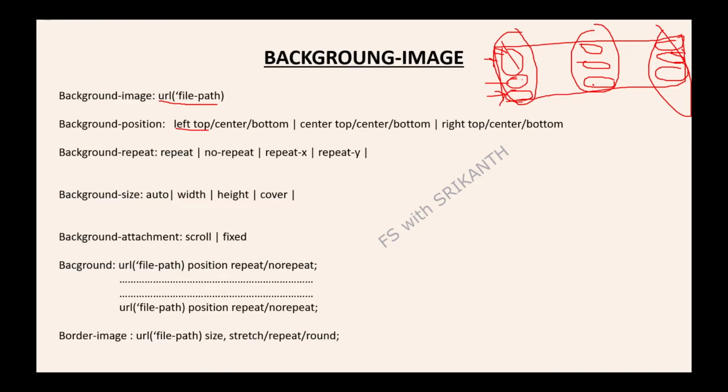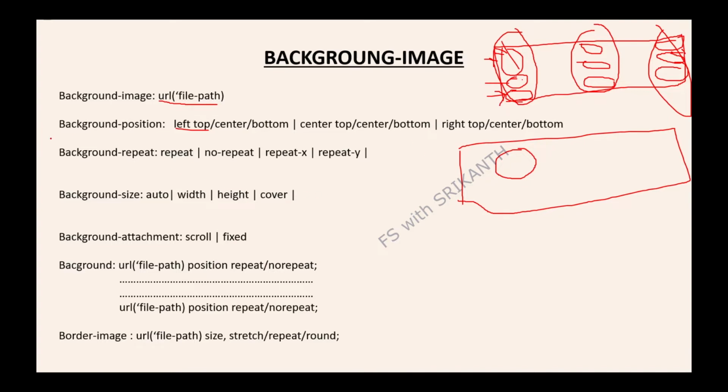So the next one is repeat. In case we set a background image for any element, suppose your element size is very big, right? It occupies some area, but your image has very small width and height. In that situation, you may want only one image, or you may want to repeat this image again and again, horizontally or vertically. If you want to repeat the image continuously, you can use this background repeat option.